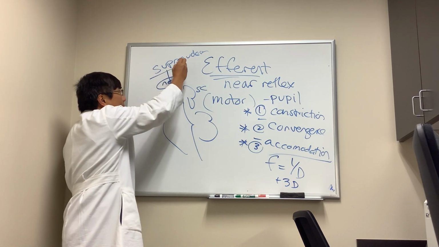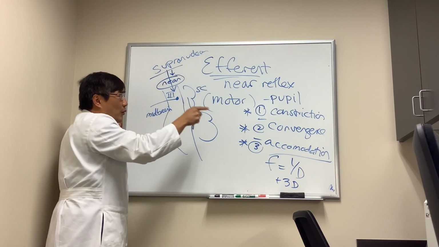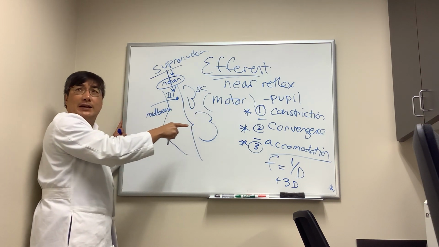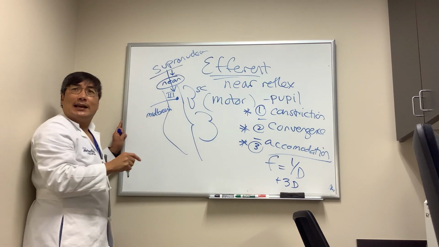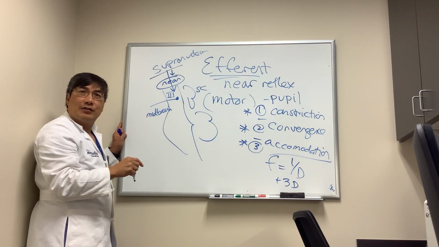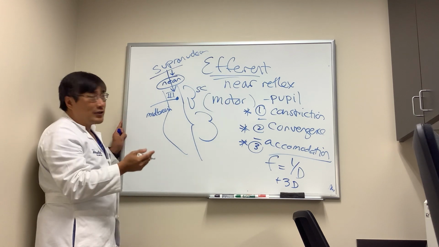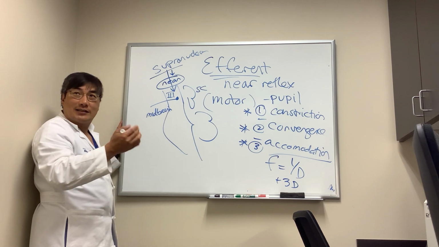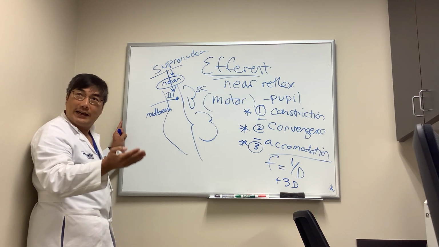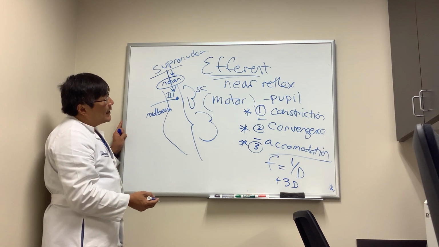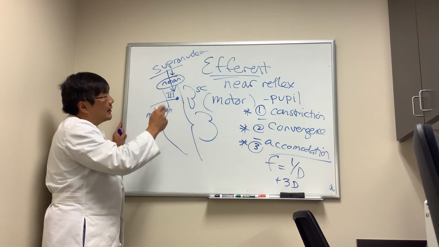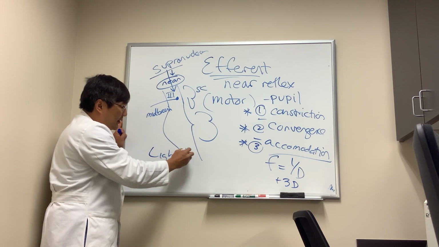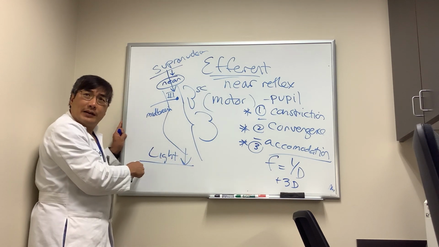So your cortex tells that near center, we want to read something at near. Please constrict the pupil, converge the medial recti, and accommodate the lens. That is the near reflex. The other thing that's confusing about it is it's called reflex, but it's not really a reflex. You actually have some control over making it happen. And it's efferent. And the reason it's important clinically is when the light reaction is decreased, that's the afferent pathway.